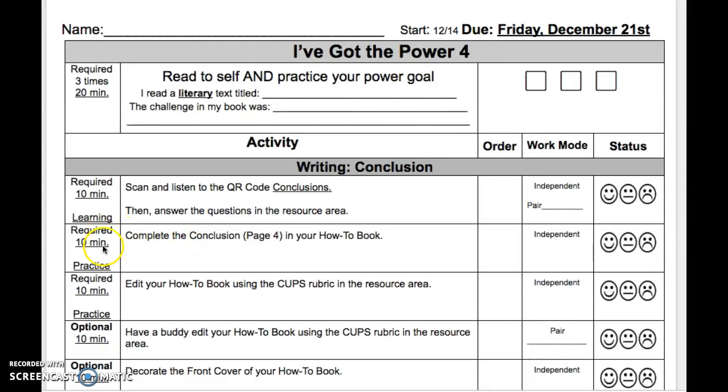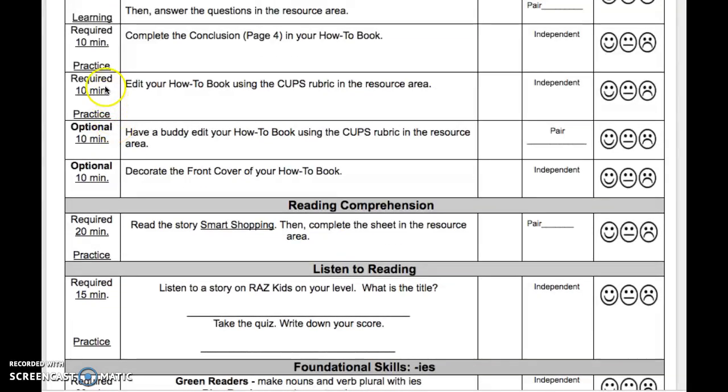The next item is required for 10 minutes. It is practice. Complete the conclusion, page 4, in your how-to book. The next activity is required for 10 minutes. This is practice. Edit your how-to book using the CUPS rubric in the resource area.